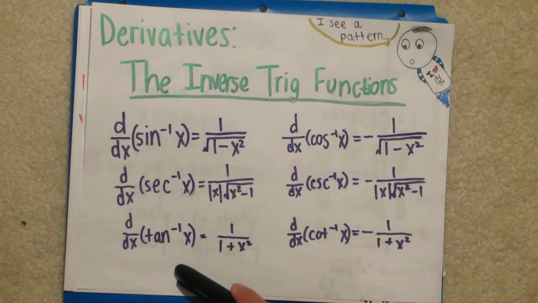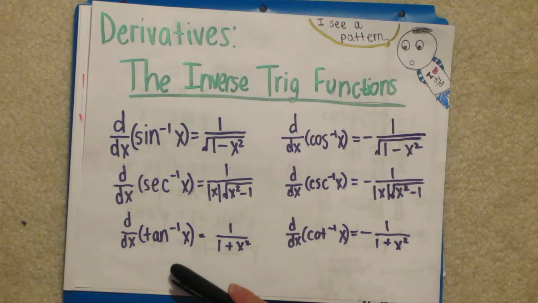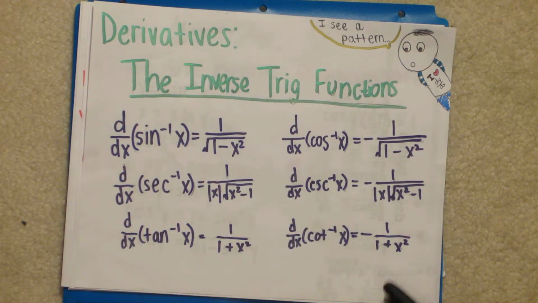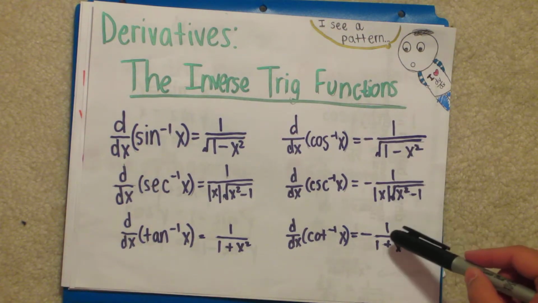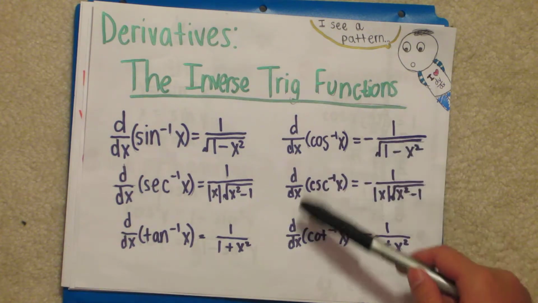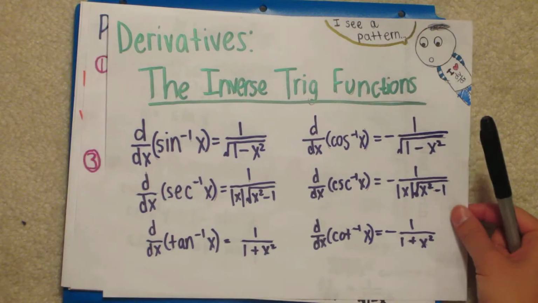For inverse tangent, it's 1 over 1 plus x squared. And for inverse cotangent, it's negative 1 over 1 plus x squared. As you can see, all the ones that start with C have negatives in them.